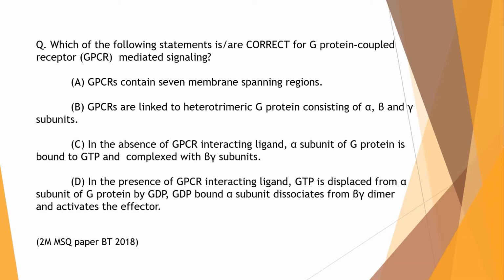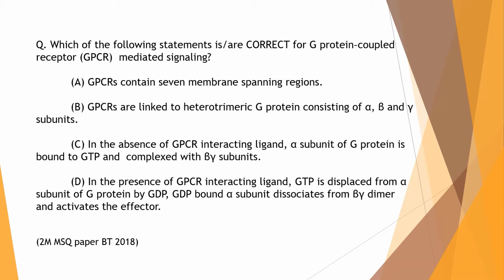First option is GPCRs contain 7 membrane spanning regions. Second one is GPCRs are linked to heterotrimeric G protein consisting of alpha, beta and gamma subunits. Third one is in the absence of GPCR interacting ligand, alpha subunit of G protein is bound to GTP and complexed with beta gamma subunits.